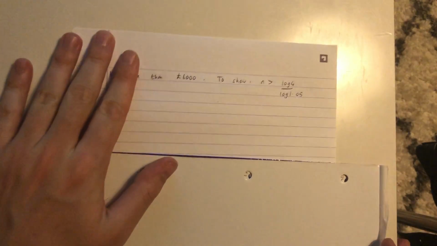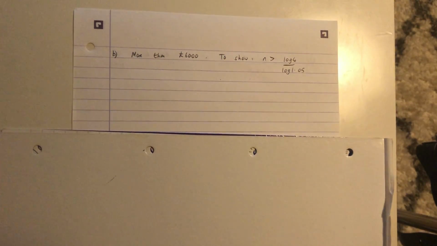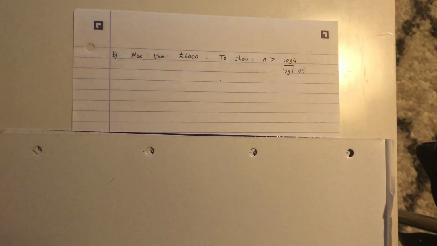is to show that on month N is the first month that she will exceed 6,000 in the account, and we're asked to show that N needs to be greater than log 4 over log 1.05. So this is a popular question using inequalities. Always a little bit harder when you've got the geometric sequences.